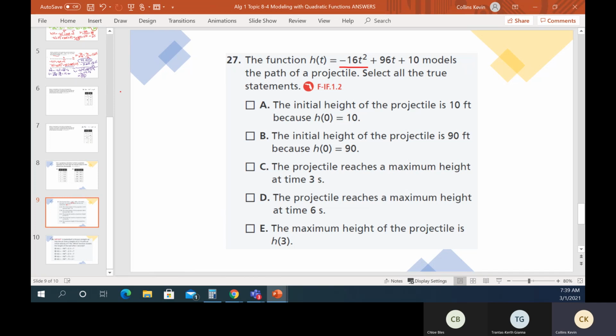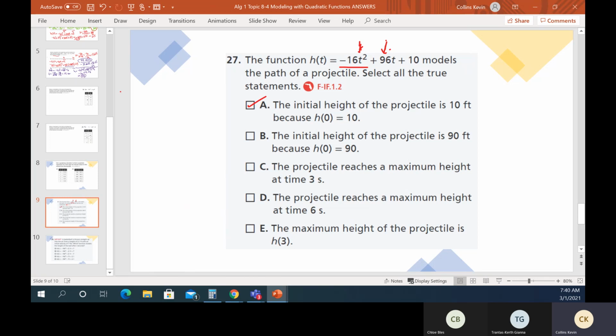It says select all true statements. It says the initial height of the projectile is 10 feet because h of 0 equals 10. That's true, because if you plug in 0 for t here and here, the minus 16t squared is going to go away, the 96t is going to go away, you're left just with the 10. So this guy's cool. Check. All right, the next one says the initial height of the projectile is 90 feet because h sub 0 equals 90. I don't even know where they got 90 from here. So that's not it.